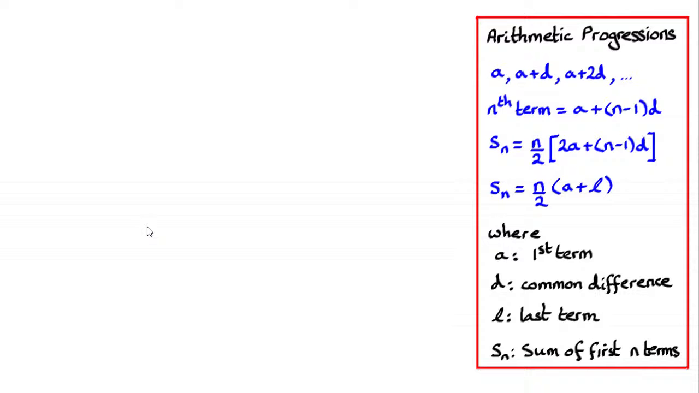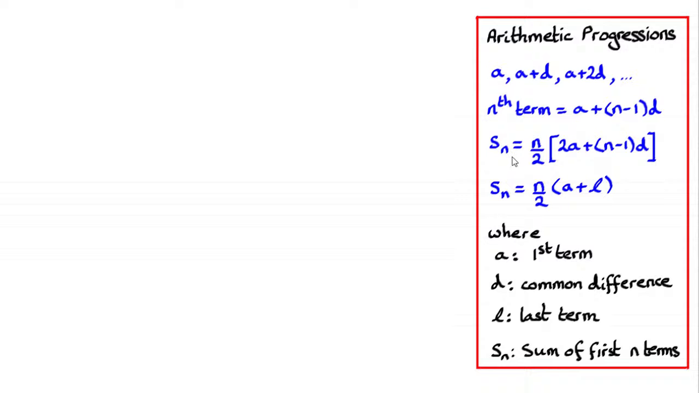What I've done here is just set up a short reminder of what you need to know about arithmetic progressions. Remember, it's a sequence of terms. First term is A, then we add a common difference D to each term. And the third term would be A plus 2D and so on. So an arithmetic progression is something that goes up or down by a common constant value, which we call D. The nth term is given by this formula, A plus (n minus 1)D.